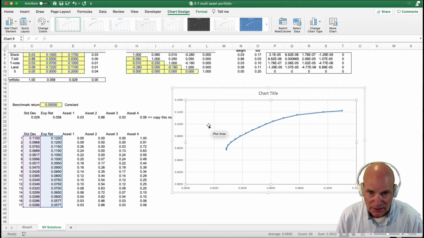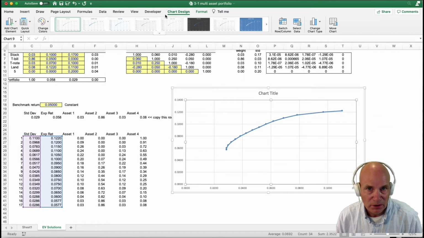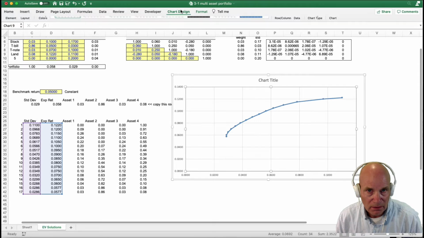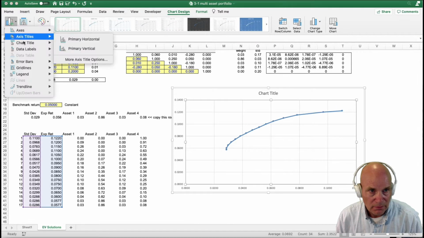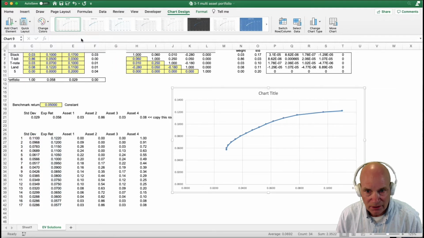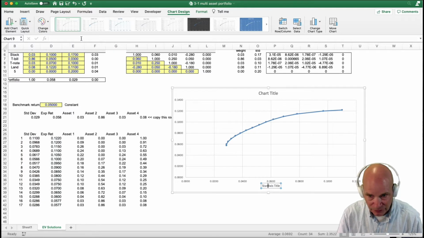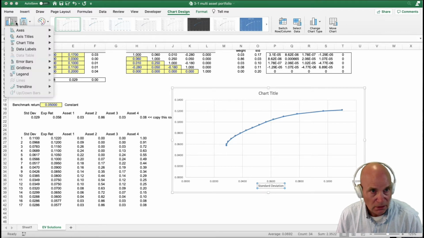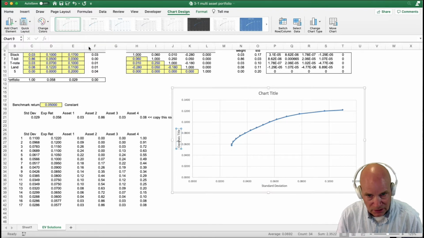Let's label the axes so that we know what they are. We're going to add a primary horizontal axis, standard deviation. Always label your axis, otherwise you don't know what you're talking about. Axis vertical, expected return. There it is, right?